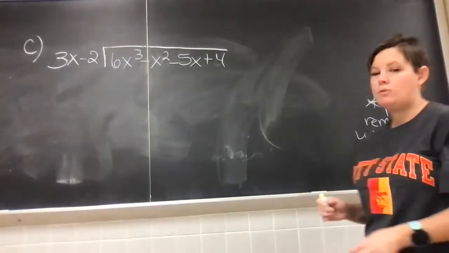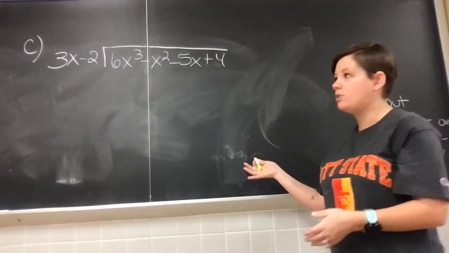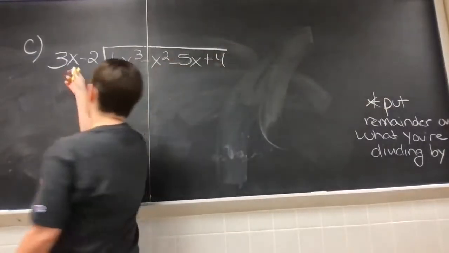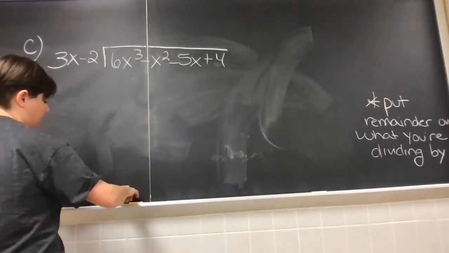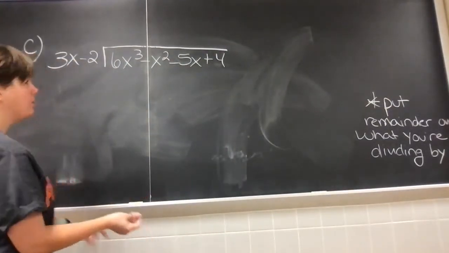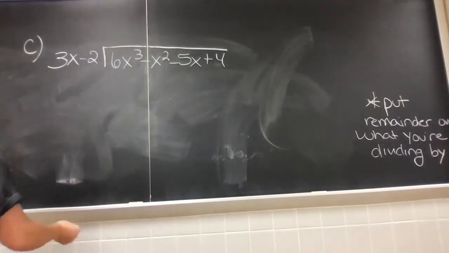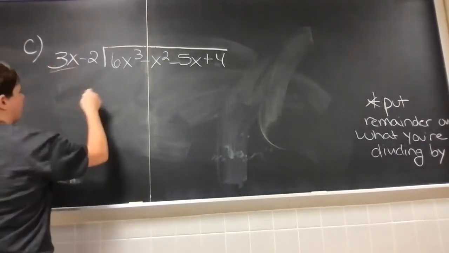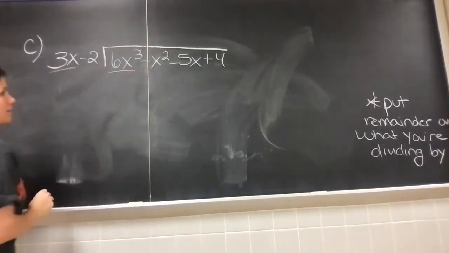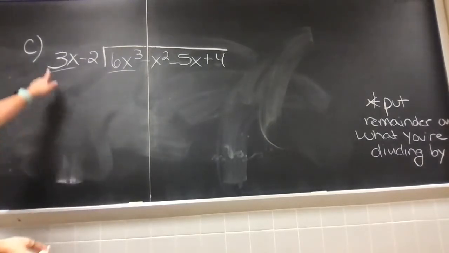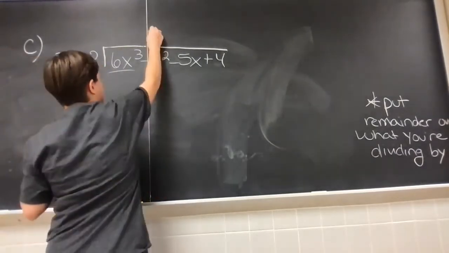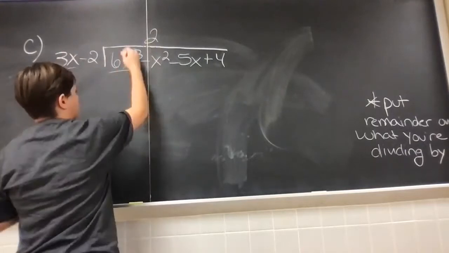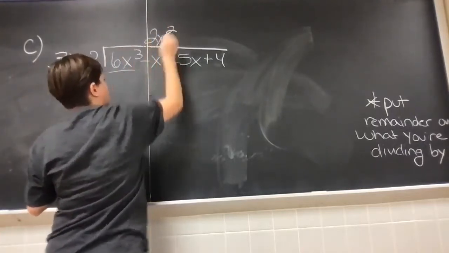If you get a remainder, you're going to put whatever the remainder is over whatever you're dividing by. And so that kind of gives you a hint that this one's going to have a remainder. Again, I've already written it out in the division form for long division. So we're looking at 3x into 6x cubed. Well, 3 goes into 6 2 times, and x goes into x cubed x squared times.